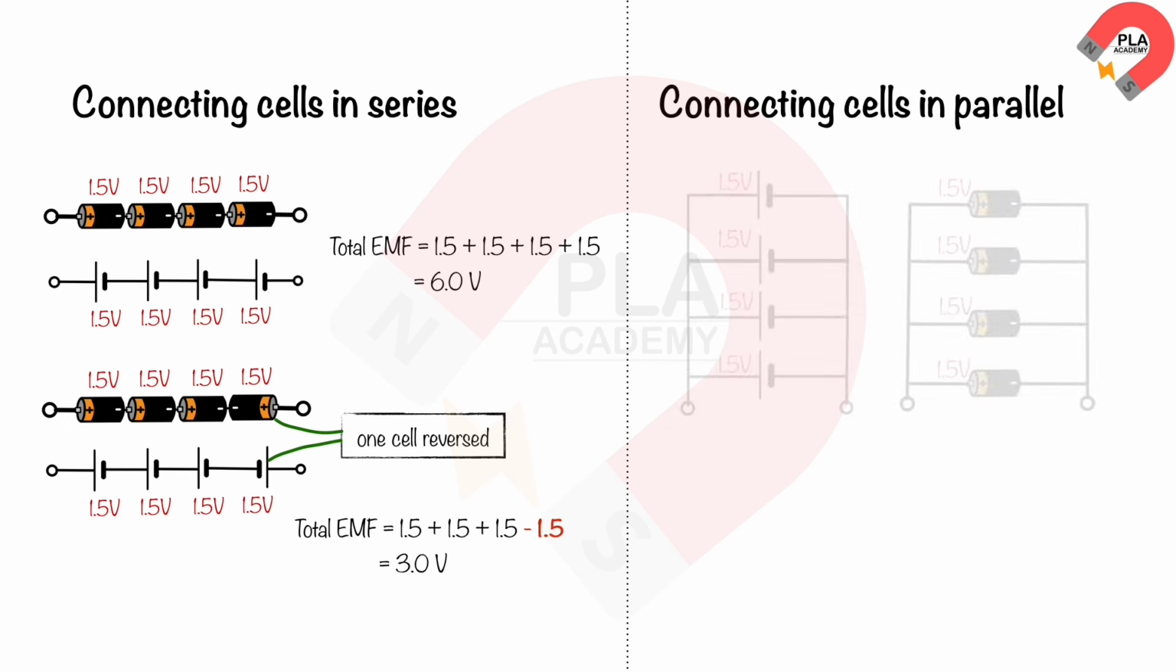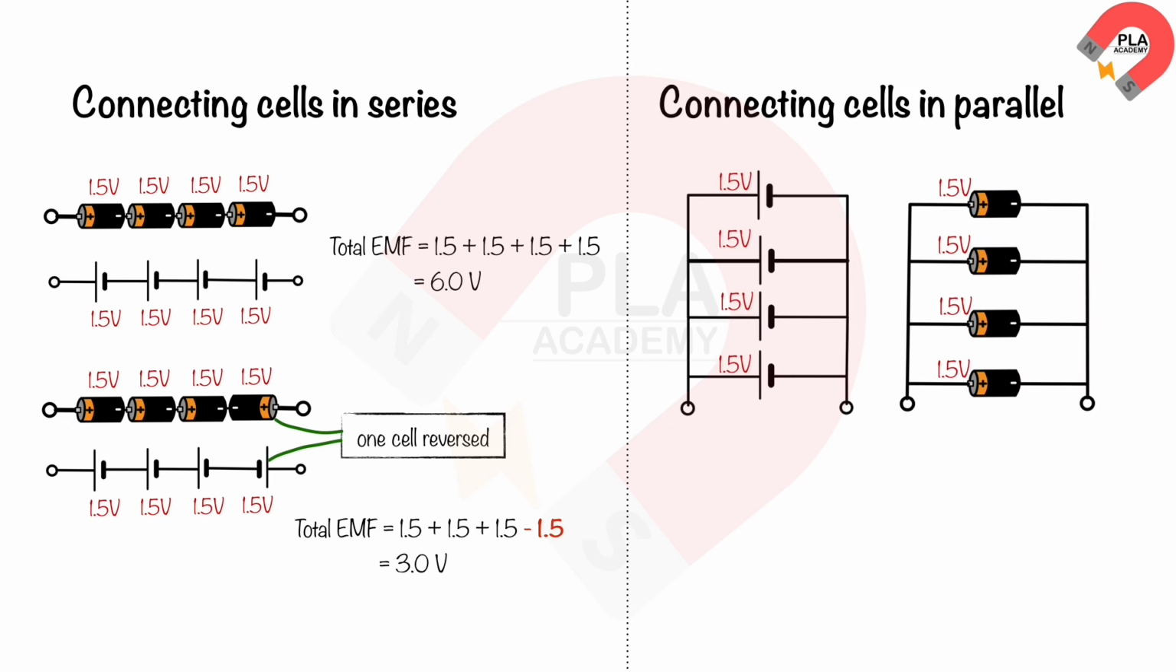Connecting cells in parallel. Each cell has an EMF of 1.5 volts. Four cells are connected in parallel. So, the total EMF is 1.5 volts, which is equal to the EMF of one cell.